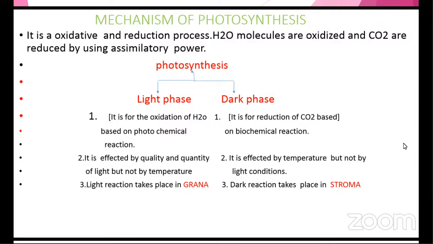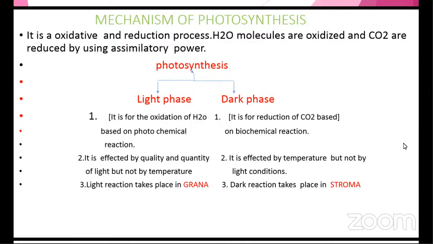And the third important point during the light phase is, it takes place in the grana portion of a chloroplast. Yesterday, we discussed the structure of the chloroplast, in which the stacks of thylakoids are called grana. That means in grana, we can find many thylakoids. A thylakoid is a plate-like structure which bears the chlorophyll pigment. So, in the grana part, the light phase usually takes place.